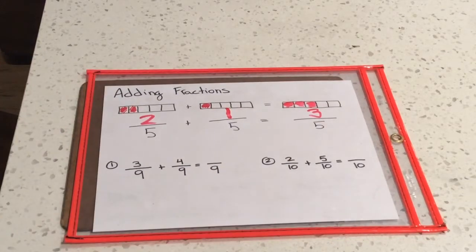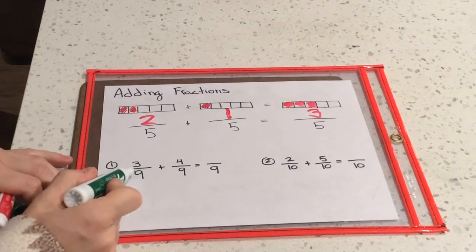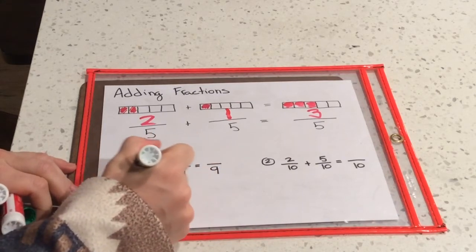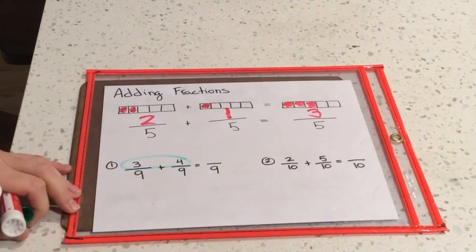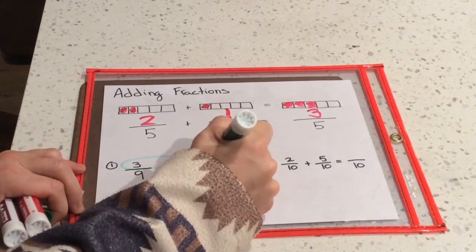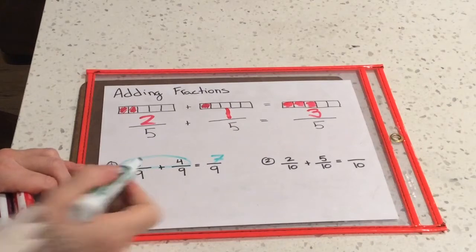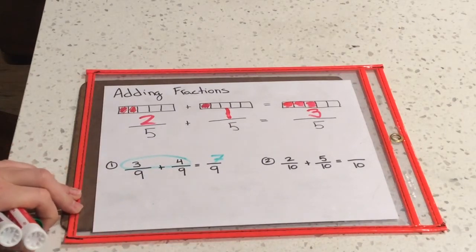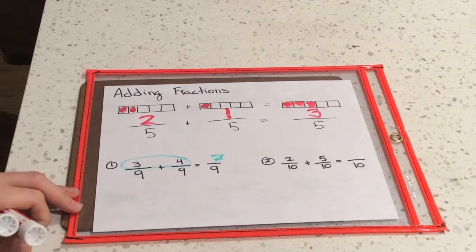So let's look at a few example questions here. This first example question, we have 3/9 plus 4/9. And again, I'm just going to be looking at the numerator. So 3 plus 4 is 7, and my denominator does not change. So 3/9 plus 4/9 is 7/9.